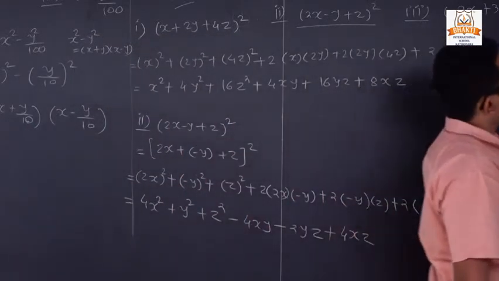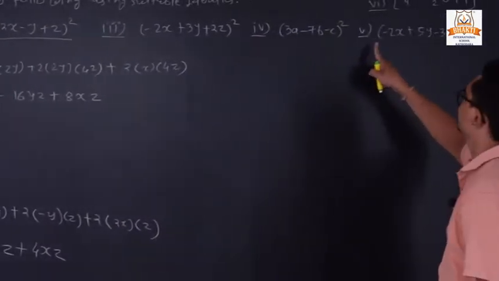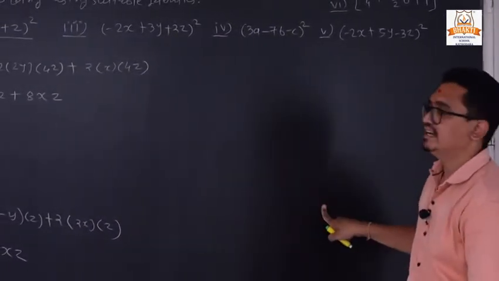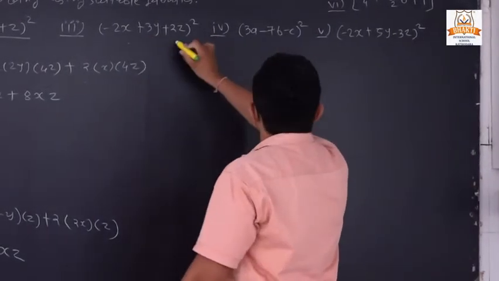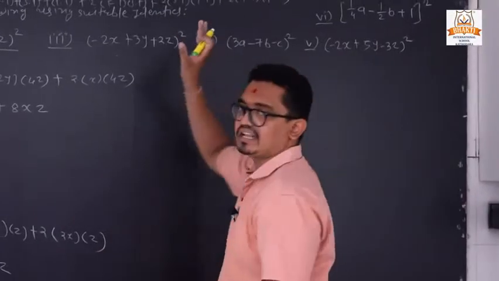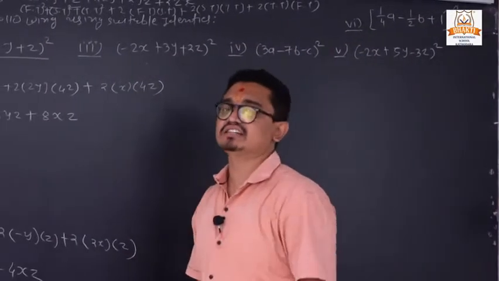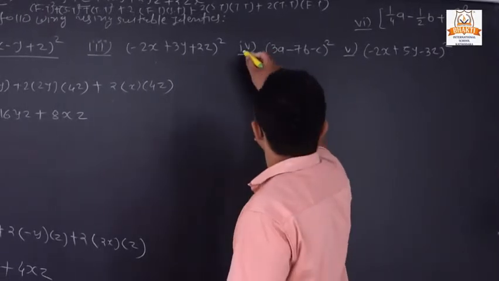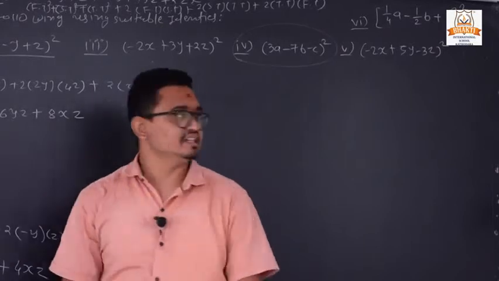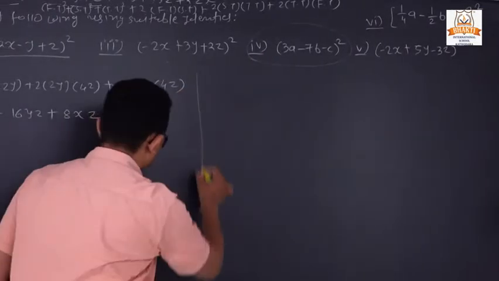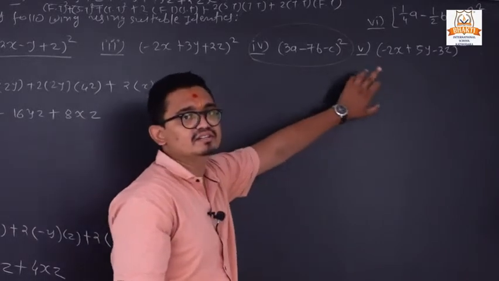Now next question number 3. Questions 3, 4 and 5 are all the same. Clear? So third and fifth we will give in your homework. You can practice at home and find the answers. We can directly start with question number 4. In question number 3 and 5, you can try at your home with the same method.